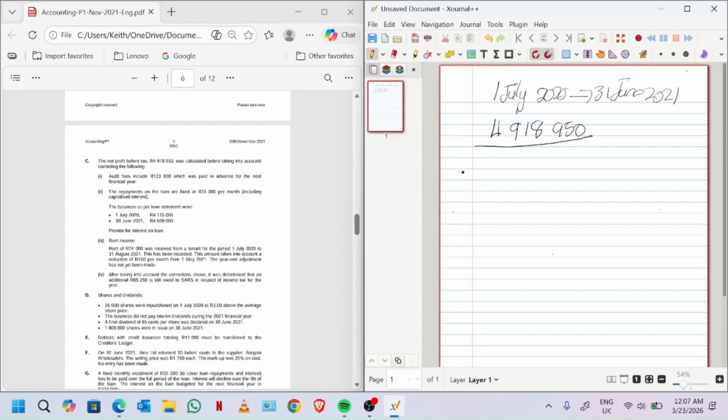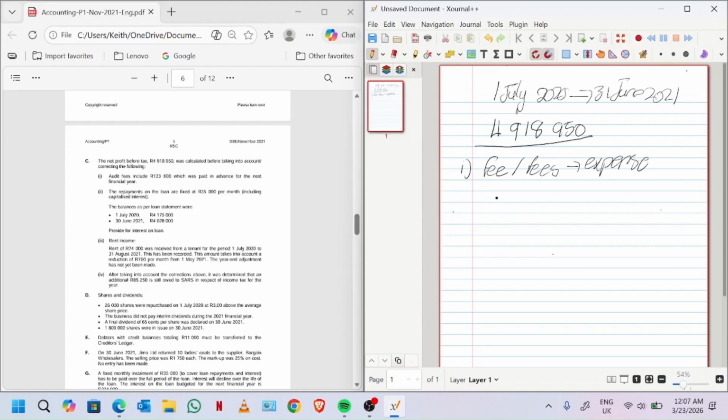And so we have information I, audit fees. Very simple. Audit fees, for the word fees, it's an expense. It's the first statement. And so audit fees include 123,600, which was paid in advance for the next financial year. So that's very important because for the next financial year, remember the prepaid expense.